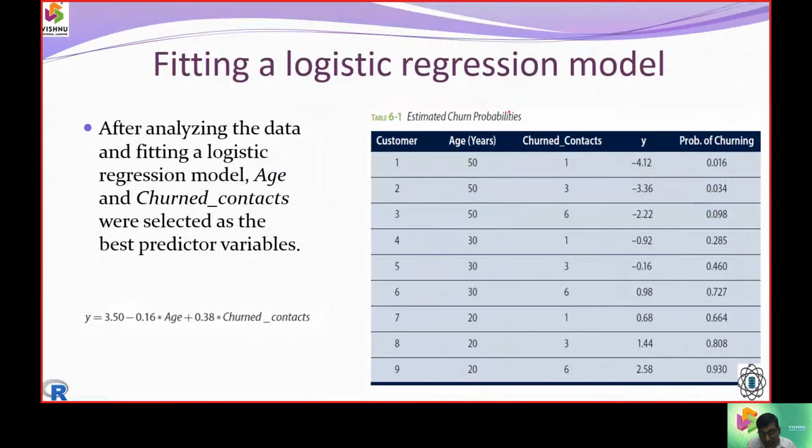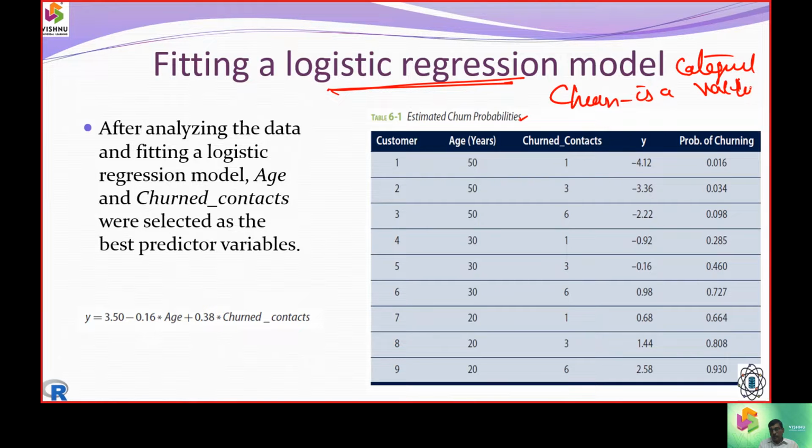So to this data set, we need to fit a logistic regression. Why do we need to fit a logistic regression? The reason is that churn is a categorical variable. That is, churn yes or no. Yes means 1, no means 0. Now you need to give a decision whether this person will churn or not.